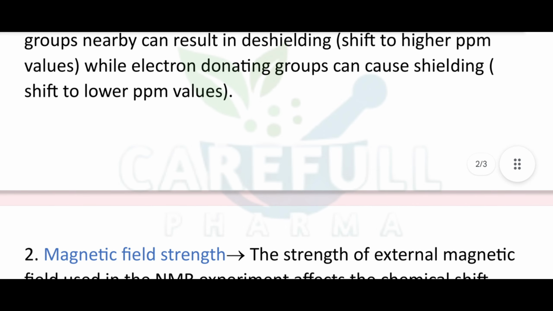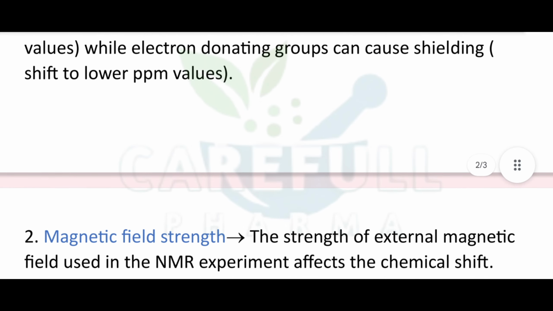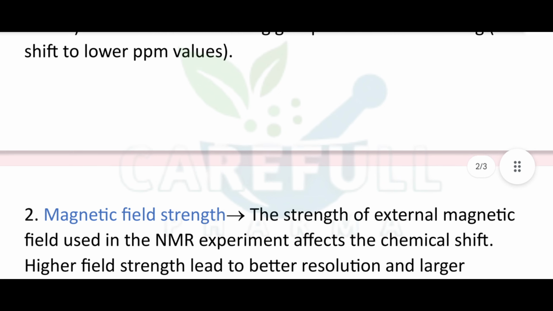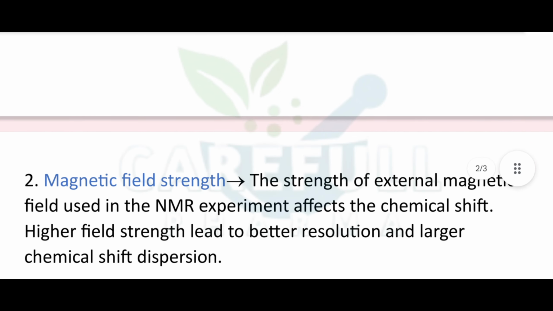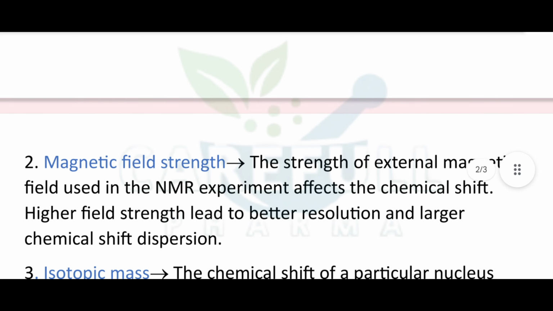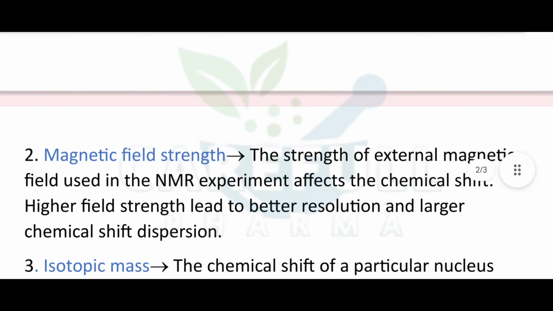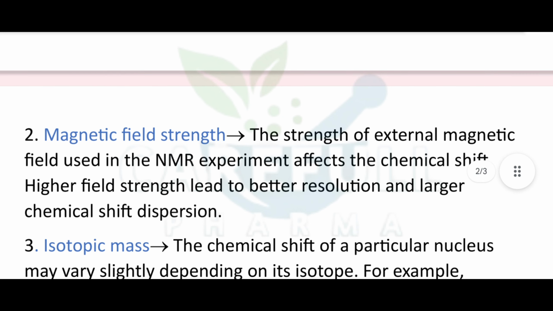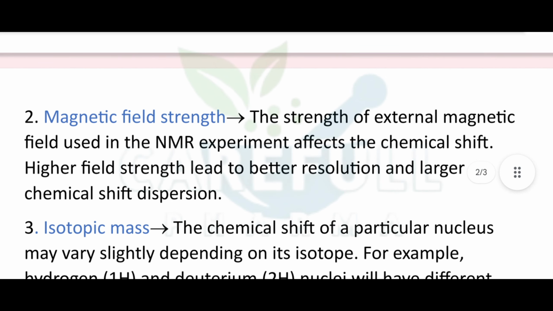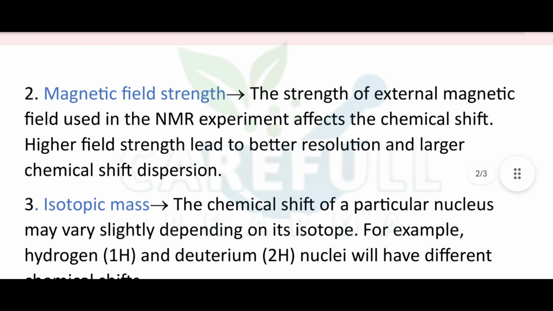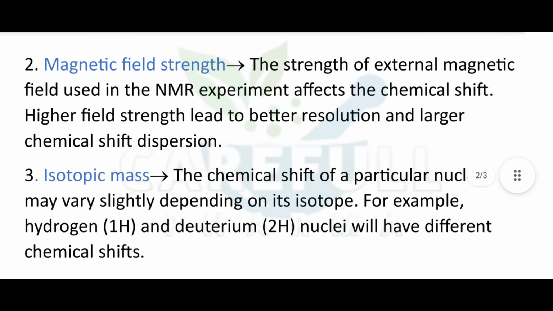2. Magnetic field strength. The strength of the external magnetic field used in the NMR experiment affects the chemical shift. Higher field strength leads to better resolution and larger chemical shift dispersion. 3. Isotopic mass. The chemical shift of a particular nucleus may vary slightly depending on its isotope. For example, hydrogen, 1H, and deuterium, 2H, nuclei will have different chemical shifts.